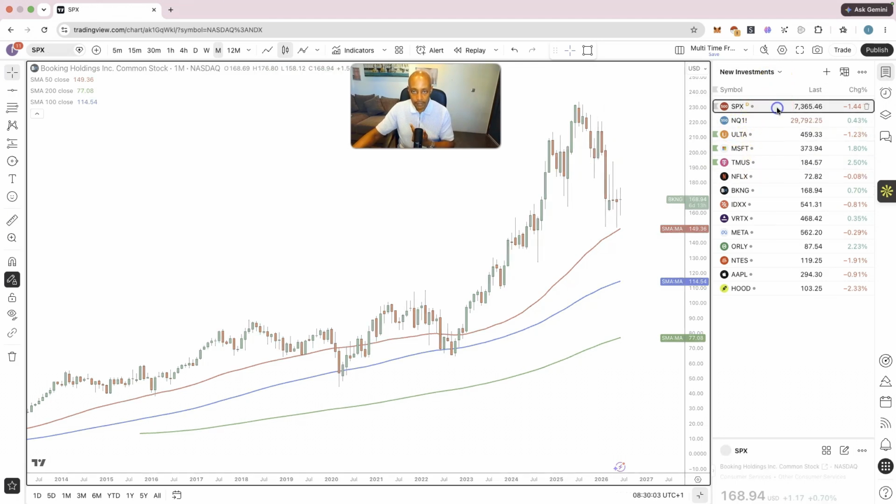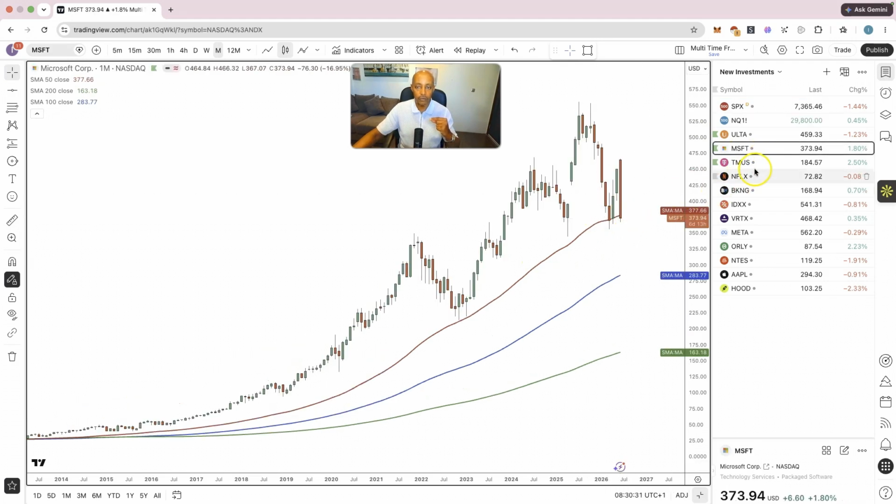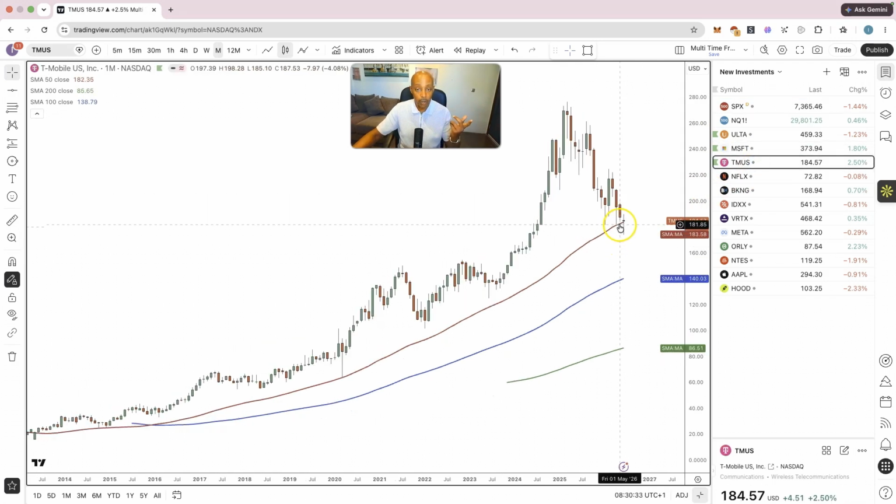Now, looking at this, if we look at the S&P 500, we can see this is, broadly speaking, quite overextended. So we want to be careful how we trade right now and not have too much exposure, because if this pulls back, it's going to drag a lot of stocks down with it. That's why at this moment in time is the hardest time to trade, because you can have good setups like Microsoft, like T-Mobile, but if the broader market drops, these could get dragged with it.